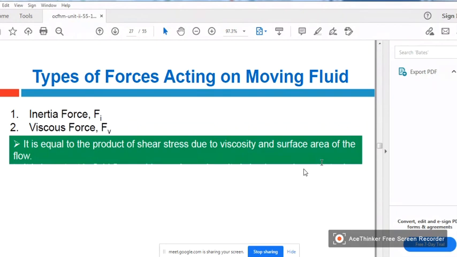Similarly, we have viscous force. Viscous force is what? It is equal to the product of shear stress due to viscosity and surface area of the flow. Shear stress due to viscosity and surface area of the flow is called viscous force, right?